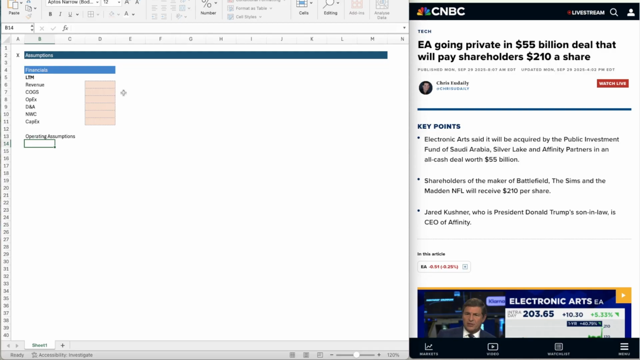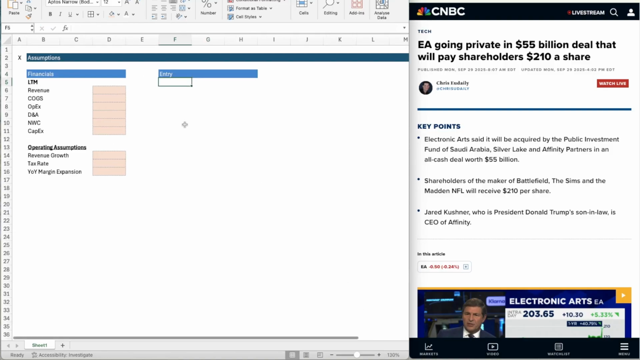Then we want the operating assumptions. Revenue growth, tax rate, and the year-on-year margin expansion. And these will end up being percentages. We'll see what it comes to, but we don't need it to be to any decimal places. Then copy this banner again and change the title of it to entry. Let me zoom in a bit more for you all.